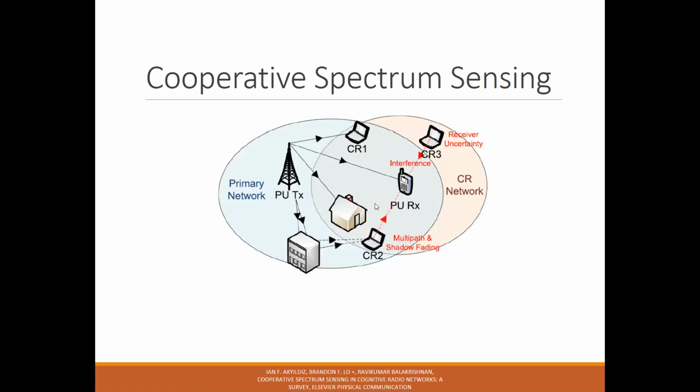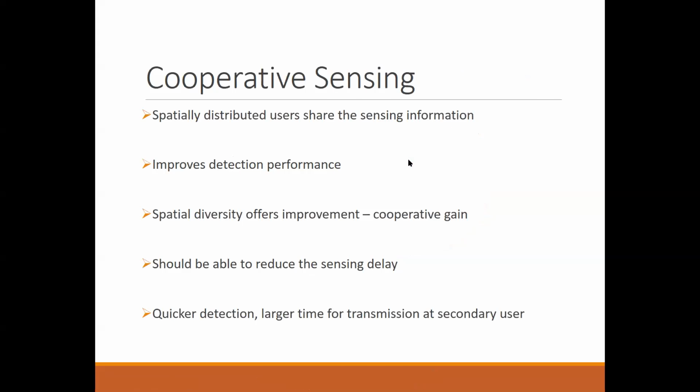So like that, we are trying to create the pool of information from the spatially distributed users. And of course, that will improve the detection performance compared to the single user's independent detection. Right? But the problem is the sensing delay.